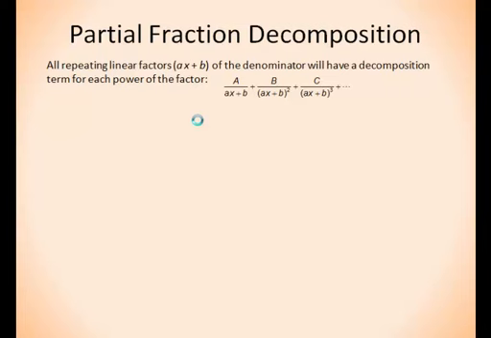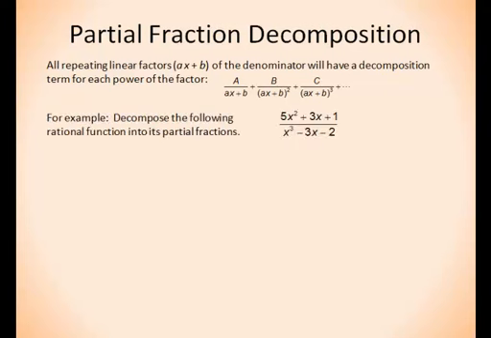When we have a repeating linear factor, then we have to have a decomposition term for each power of the factor. For example, if I had a power of 4 on my factor, I'd need a power of 1, a power of 2, a power of 3, and a power of 4 in my decomposition terms. Okay, this would be an example here.